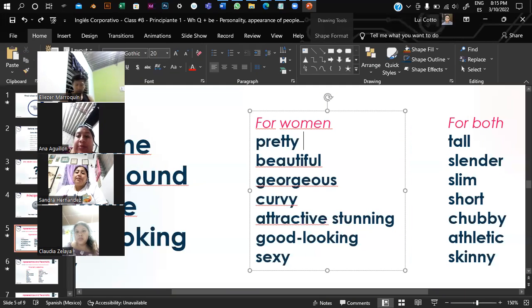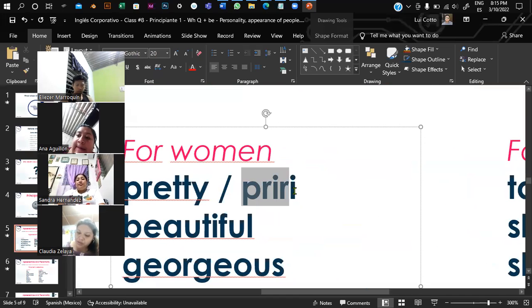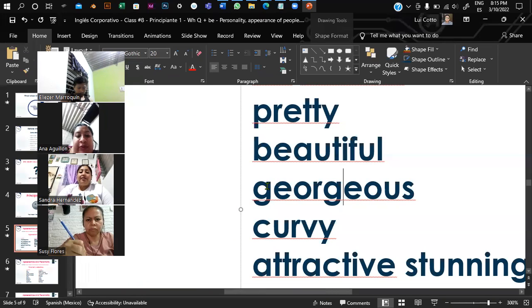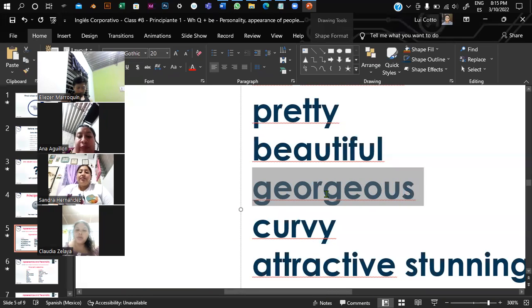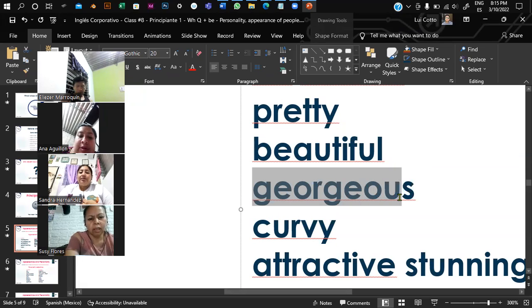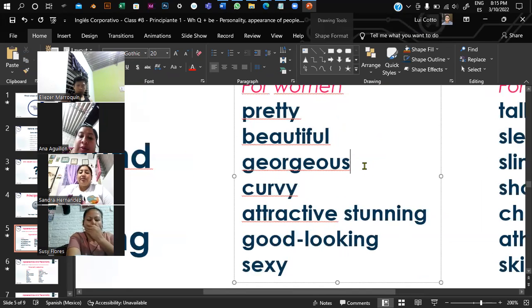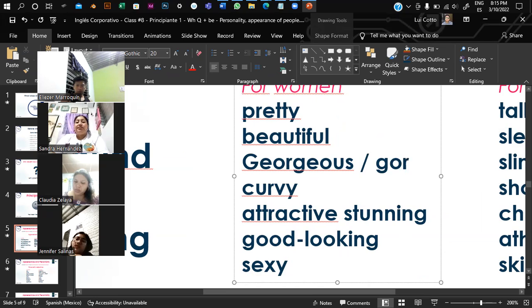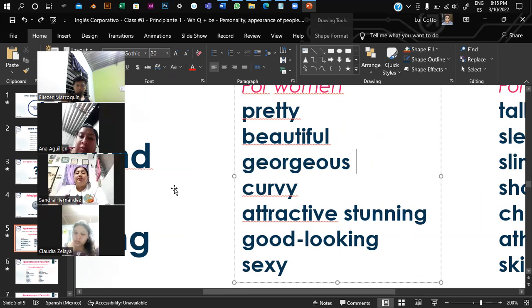It's not pretty, it's pretty. Like that. Pretty, correct. The next one, a normal adjective, beautiful. Beautiful. This one, gore, let's repeat, gore. Gorgeous. Gorgeous. Okay.